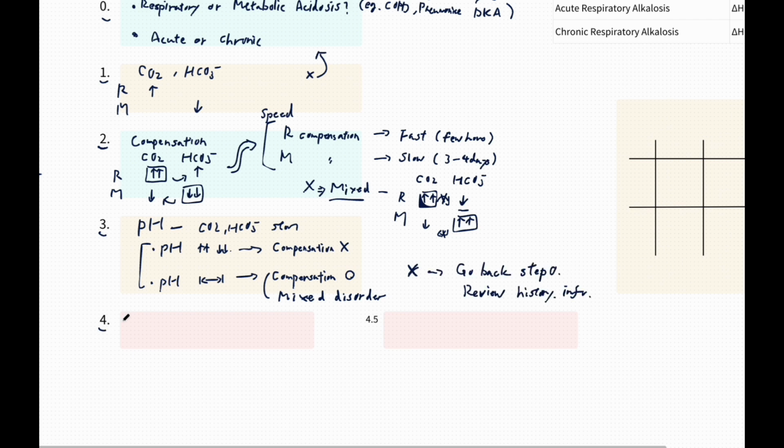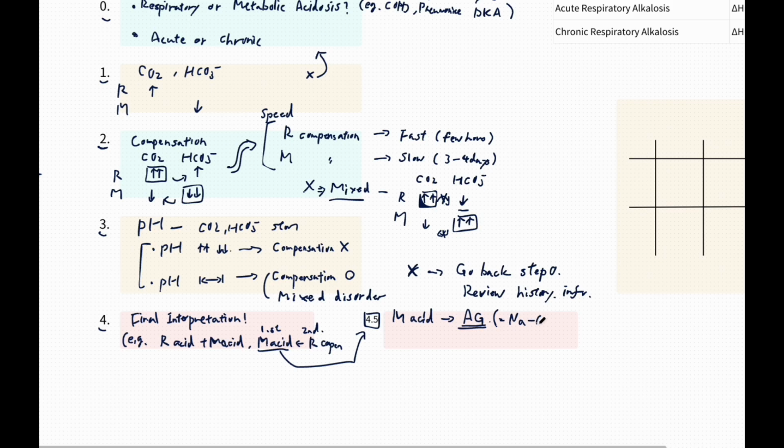In step 4, based on everything so far, we create a final interpretation. Respiratory acidosis plus metabolic acidosis, or metabolic acidosis with respiratory compensation, and so on. For metabolic acidosis, we next calculate the anion gap. A normal value is around 12.